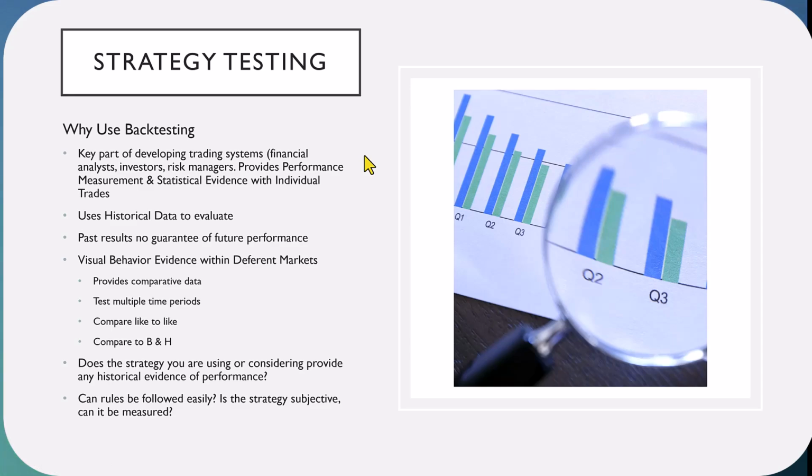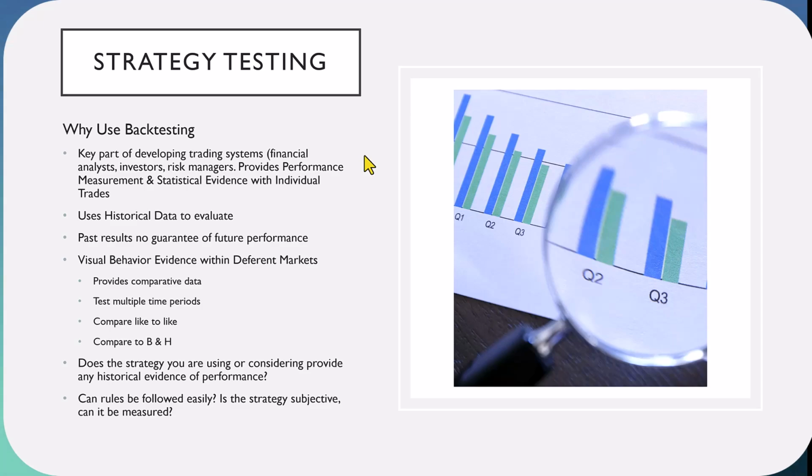Let's touch on testing for a minute, backtesting. I mentioned earlier that that's what we use to provide evidence for how a strategy performs and to validate the rule set. This is a key part of developing trading systems. It's used by financial analysts, investors, risk managers, etc. And it's really the main way of getting performance measurement and statistical evidence with individual trades for doing backtests. So it's a real key tool that goes with the strategy.